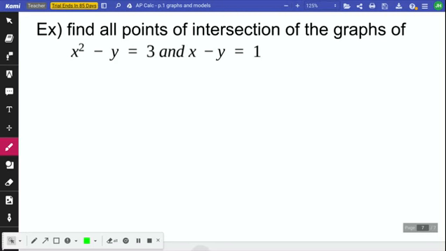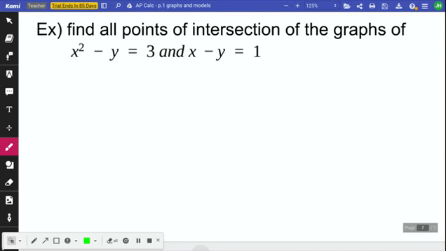So finding all points of intersection of a graph means I need to figure out where they overlap. Okay, so where they share the same points. So lots of different options. You can make them equal to the same thing and then set them equal to each other. So I could solve both for y equal to each other. You can do it by substitution like you did in Algebra 1 where I solve just one for x or y and plug it into the other one and simplify.